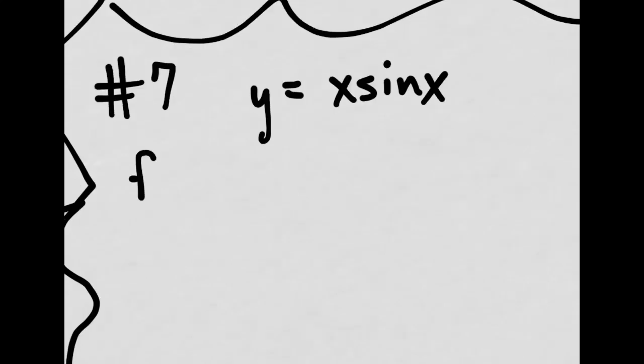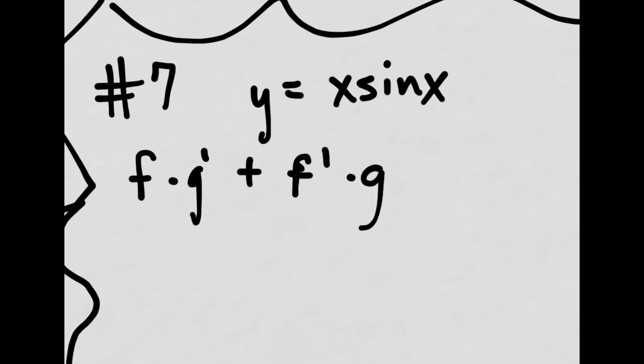Product rule: F times G prime plus F prime times G. So you're taking one function the way it is, taking the derivative of the other one, and then flip-flopping whichever one you did first, taking the derivative of that one and then leaving the other one the same.